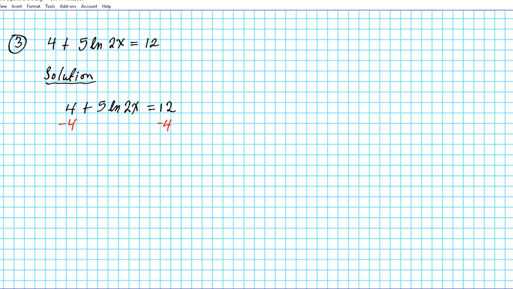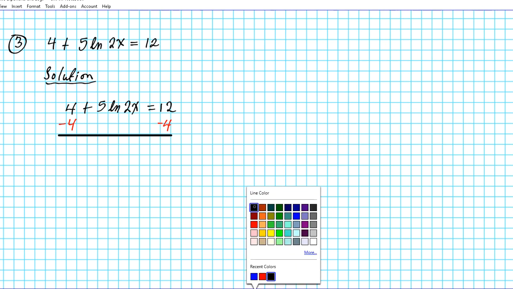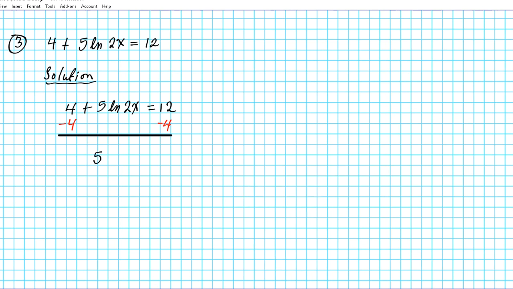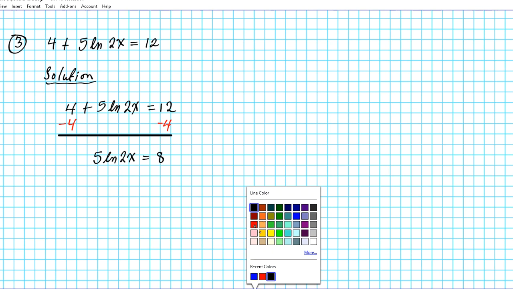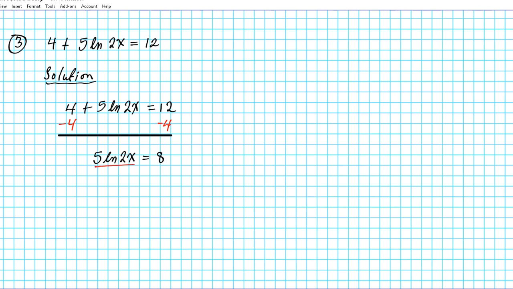Subtract 4 from both sides, and that will give us 5 times the natural logarithm of 2x is equal to 12 minus 4, which is 8. And then we're going to proceed to divide both sides by 5. Get rid of the coefficient of your log, so divide by 5.